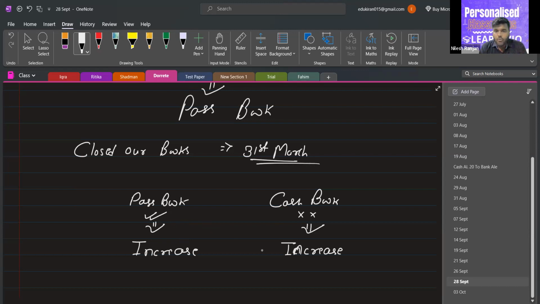Yes, sir. Now, the balance of cash book is negative. Yes or no? Yes, sir. Because it is overdraft balance. So if you add anything in overdraft or negative balance, then it will increase or decrease? Yes, sir. It will decrease, sir. Yes. So that's why we have to decrease.